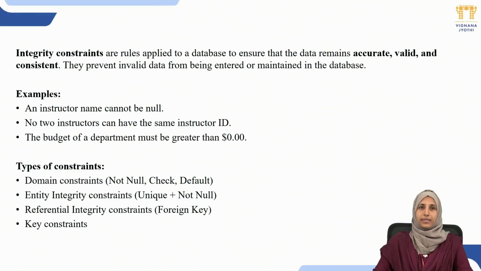So what are integrity constraints? These are the rules applied to a database to ensure that data remains accurate, valid and consistent. They prevent invalid data from being entered or maintained in the database. For example, an instructor name cannot be null in a given university database.